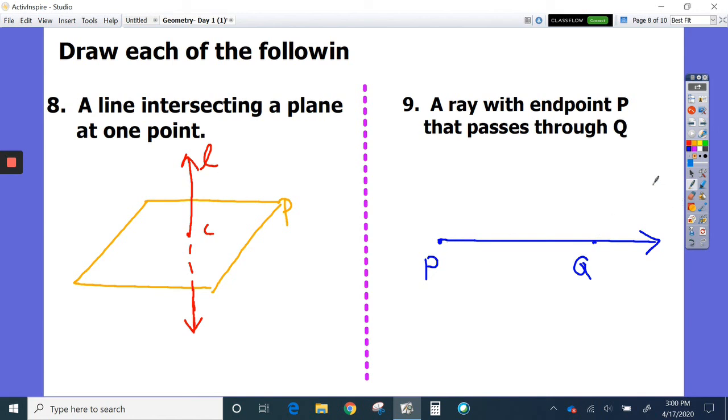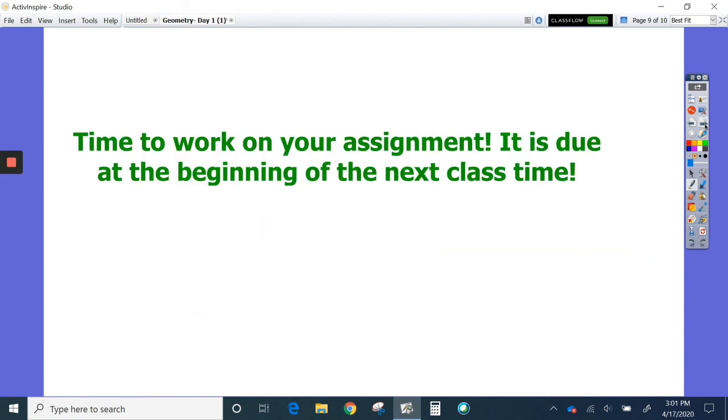In the exam, in the test, you'll definitely have combinations of these problems. You may have to draw things. Once you've done this, you can work on your assignment and try to complete it. Again, I grade for completion, so just take a shot at it and we'll go over it in the next class.